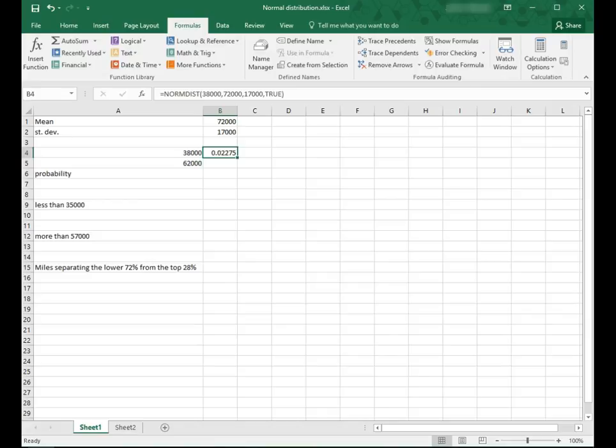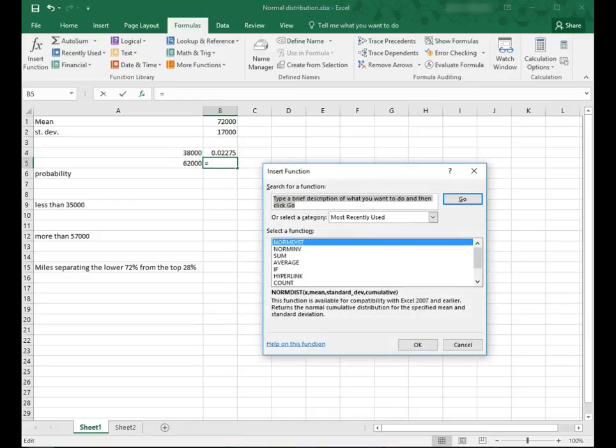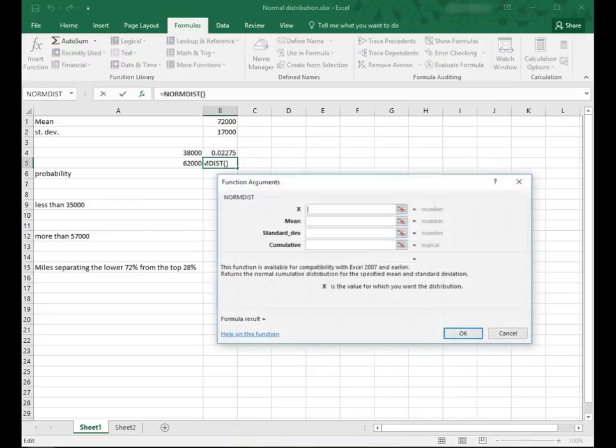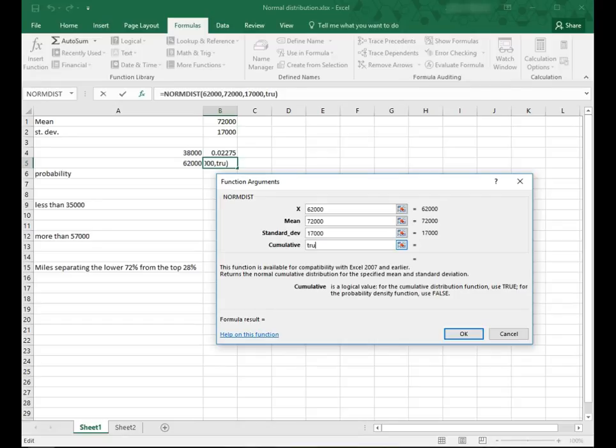Now we will do the same for 62,000 miles. Except this time we will put 62,000 in the x box. And we again want the true statement. The probability for 62,000 miles is 0.278.